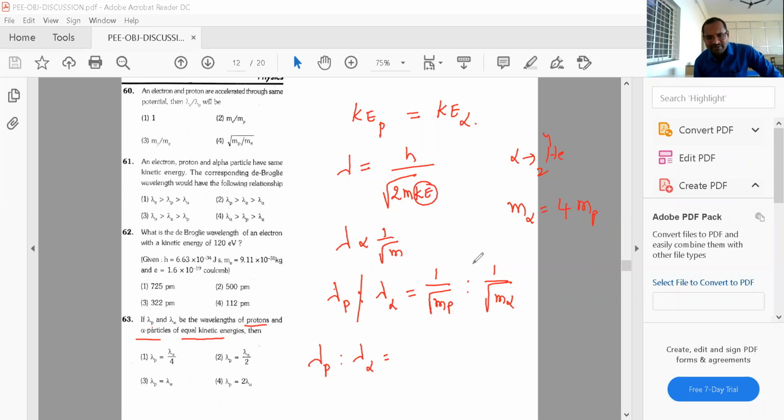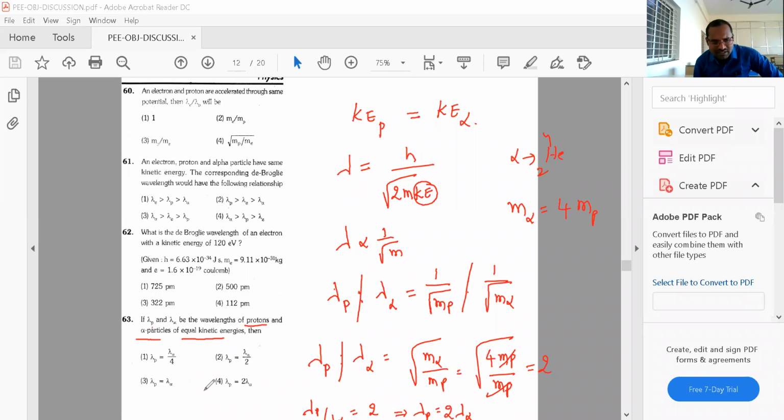Okay, divided by, so it will become root of mass of alpha particle by mass of proton. We know the mass of alpha particle is 4 times the mass of proton, divided by mass of proton. So root 4 means 2, which means lambda p by lambda alpha is equal to 2. Then lambda p becomes 2 times lambda of alpha. Yes, option 4 is the right answer.